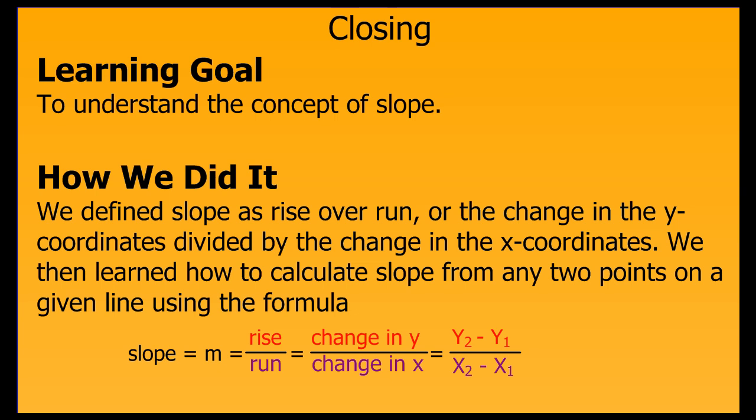We then learned how to calculate the slope of the line from any 2 points using this formula. It's very important to remember that you can use any 2 points on a line to calculate its slope, because the slope of any given line is constant no matter where on the line you calculate it.